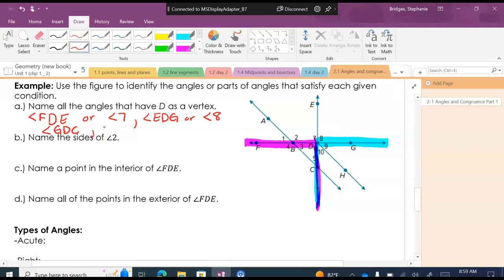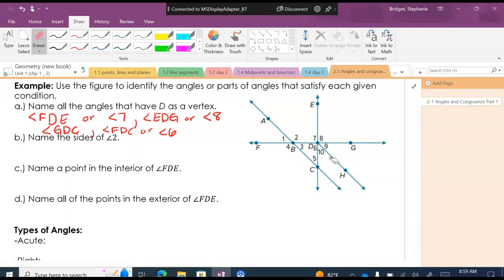Okay, how do I name it? FDC. What is the number there that I could call it? Yep. So those are all of the angles that have a vertex of D, named with either letters or numbers. Now, I could not just say angle D, because then I don't know which one of those 4 you're talking about. Everybody okay? There are actually a couple more.